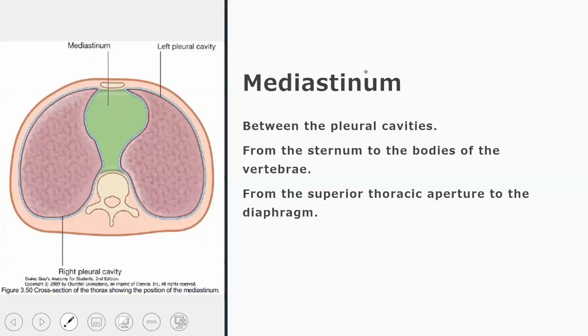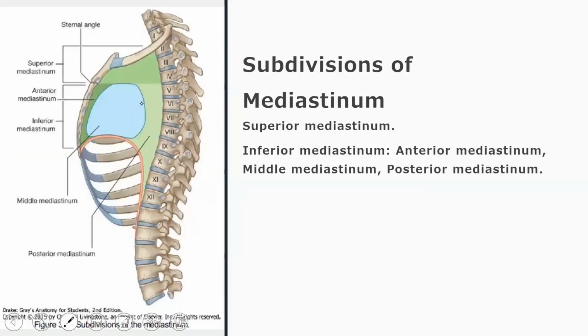Okay, so between the pleural cavities, we have the mediastinum. This is the mediastinum between the lungs, right? It extends from the sternum here to the anterior aspect of the vertebrae, and from the superior thoracic aperture to the diaphragm. So here is the lateral view.